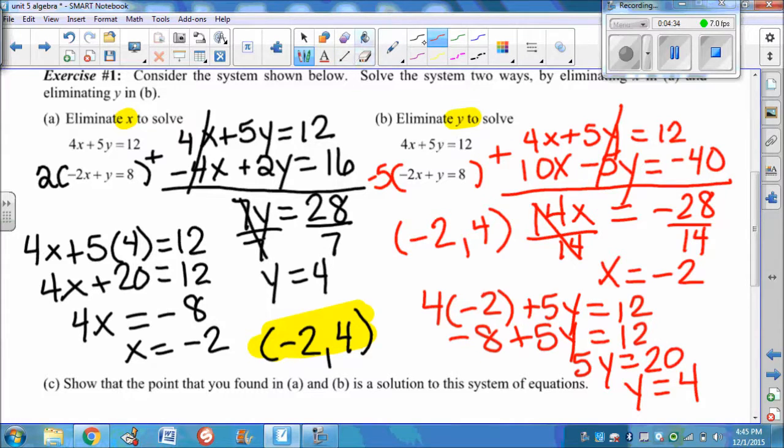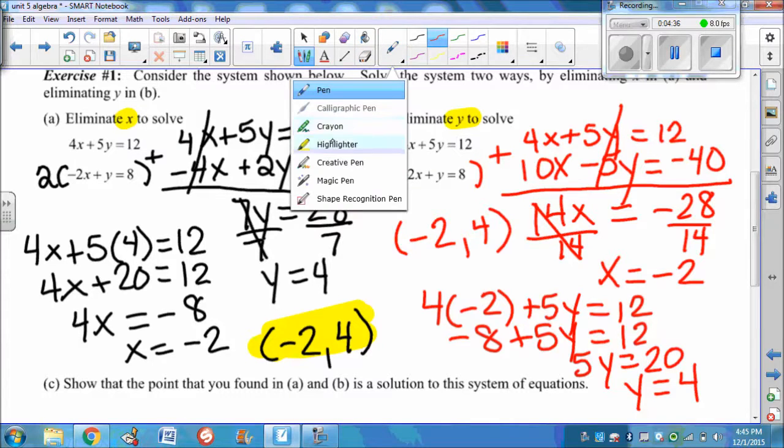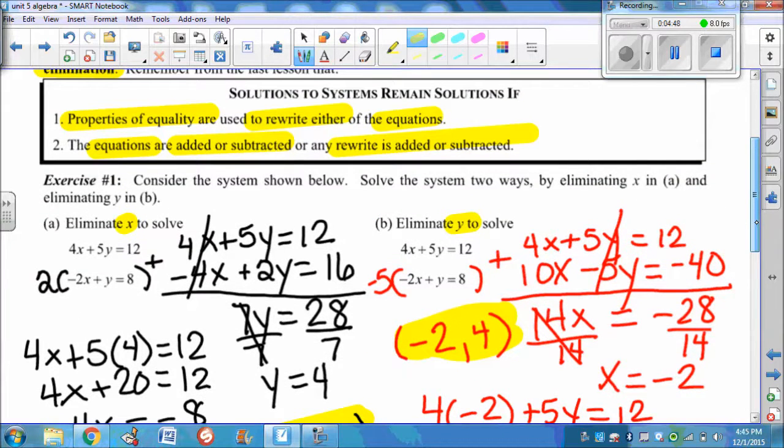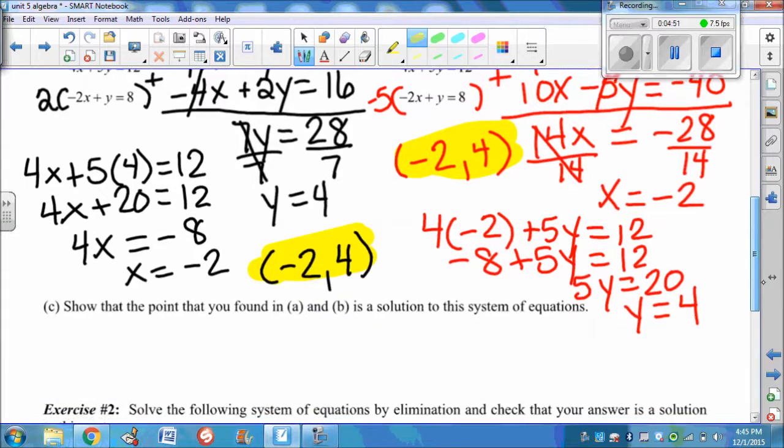So you can see from those two examples that it doesn't matter what you choose to eliminate, whether you choose to eliminate the x's or choose to eliminate the y's. As long as you stay with these two steps up here, you're still going to come out with the same solution.